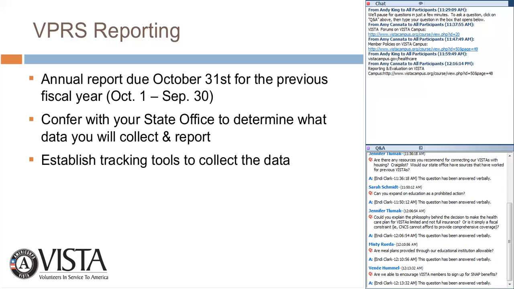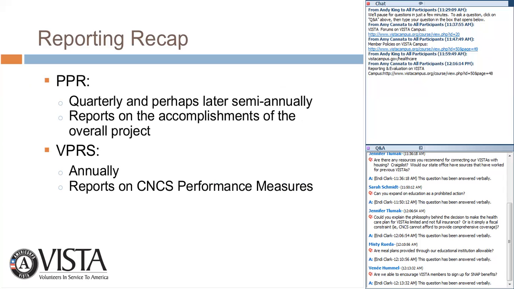So in very, very brief, and I went through this information very quickly and I apologize for that, but your state offices can certainly provide you more details on these items. In very brief, program progress reports are submitted quarterly and later semi-annually. They report the accomplishments of the overall project. VPRSs are submitted annually, and they report out on CNCS performance measures specifically around the capacity building activities.